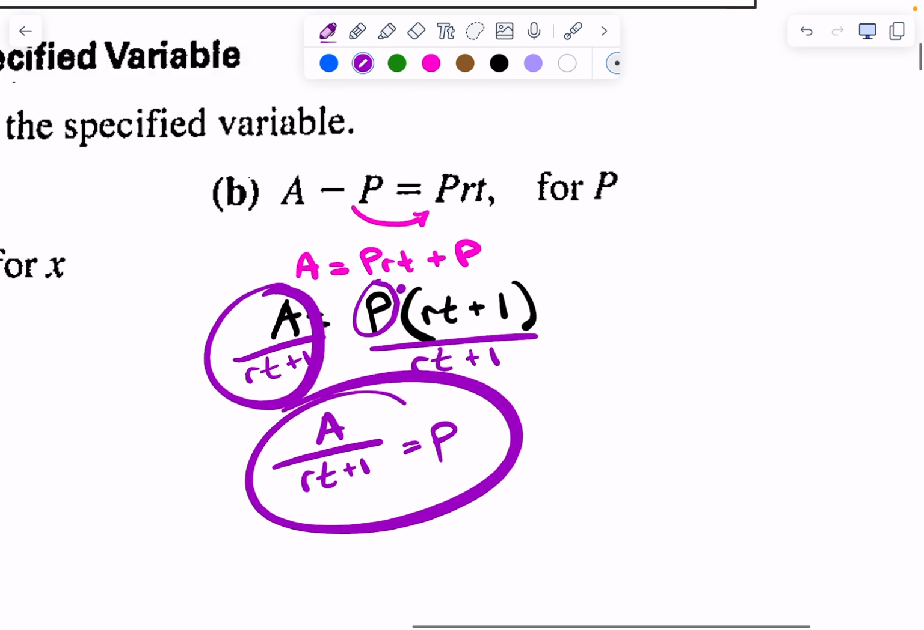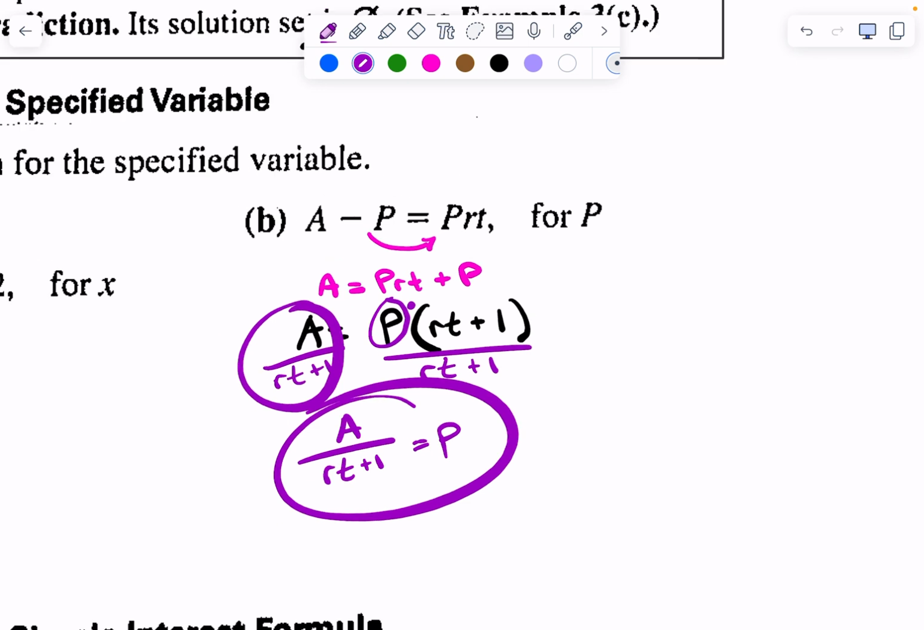Got it? So when there's two variables that you're trying to solve for, just put them on the same side and pull that out front like a greatest common factor, and then divide by that other stuff. Make sense? Okay, let's go to C.